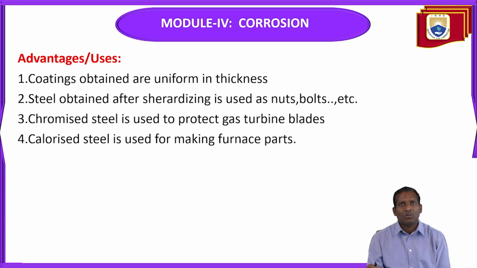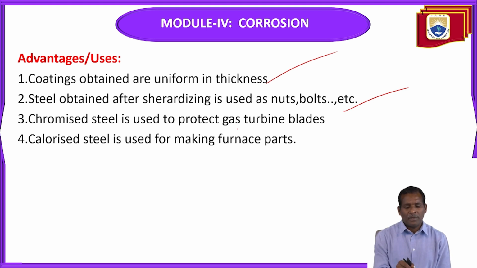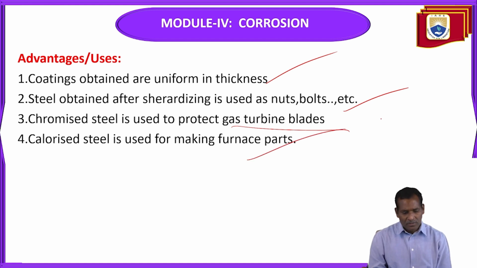So the advantages are the coatings obtained are uniform in thickness. Steel obtained after sherardizing is used as nuts, bolts, etc. The chromized steel is used to protect gas turbine blades. Calorized steel is used for making furnace parts. So these are the advantages of this method.